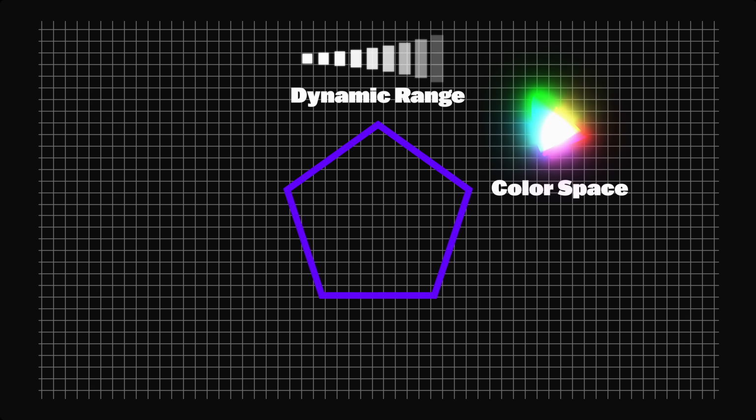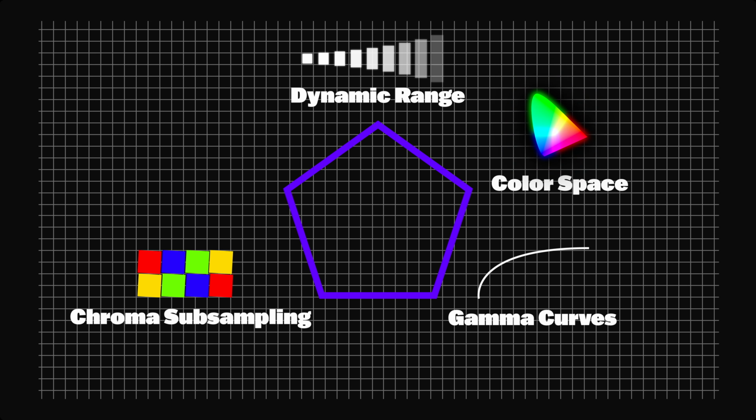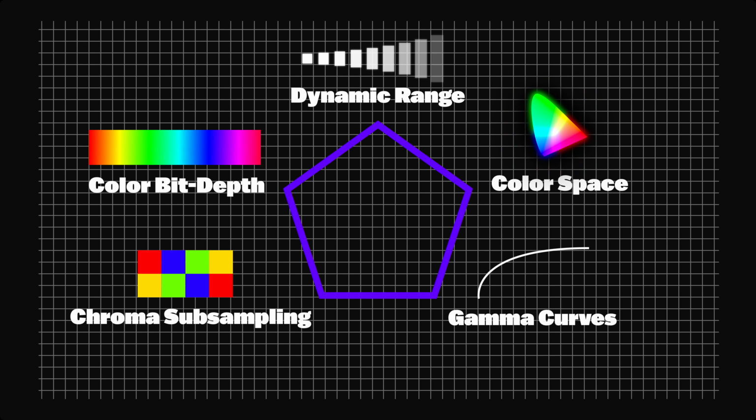Dynamic range, color space, gamma curves, chroma subsampling, and today's topic, color bit depth. This is color bit depth explained.